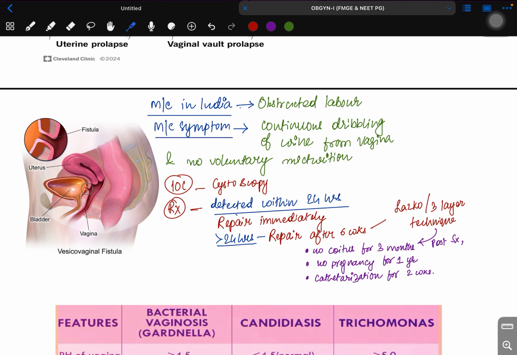And what is the investigation of choice for vesicovaginal fistula? It is the cystoscopy. The treatment: if it is detected within 24 hours, then we can repair it immediately. If it is more than 24 hours, then we can repair after 6 weeks. The surgery is the Latzko or the 3-layer technique. After surgery, the woman should not undergo sexual intercourse for 3 months, no pregnancy for 1 year, and catheterization for 2 weeks.